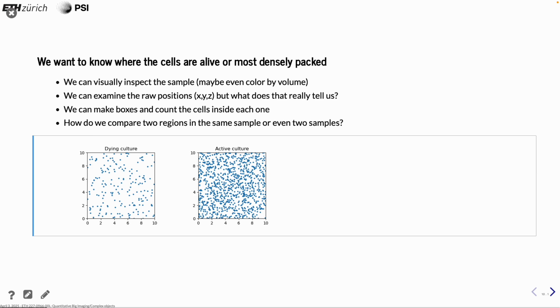One step closer would be maybe to split up the image into boxes and count in each box what we have. That could give some idea, then you can get some distribution about the sizes. Or maybe we want to just compare different regions, but what kind of metric should we use to do this comparison? So here are just two simulated point clouds. So let's say this is a dying culture and this is an active culture. And now we would maybe like to see what characterizes these cultures.